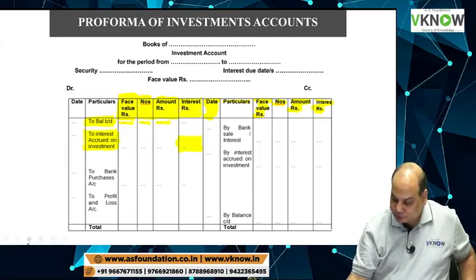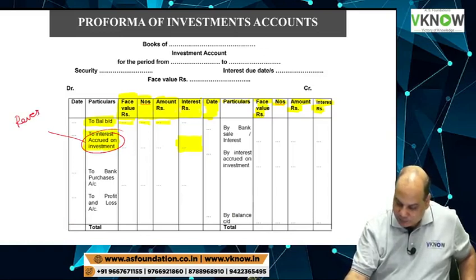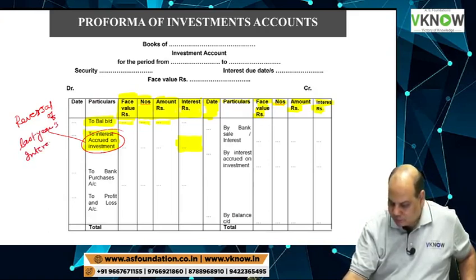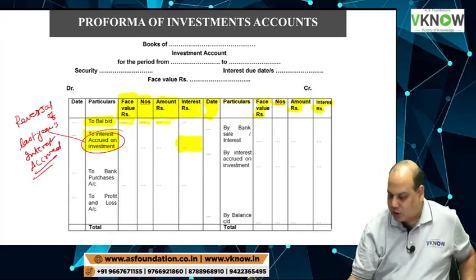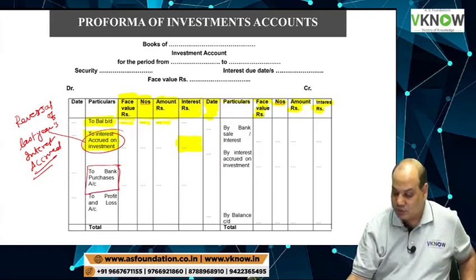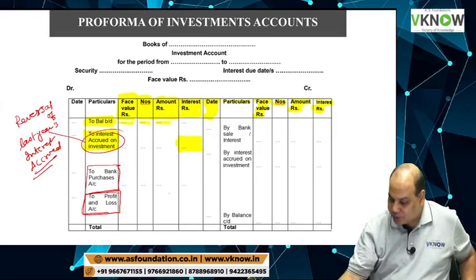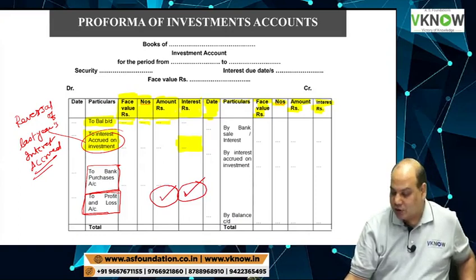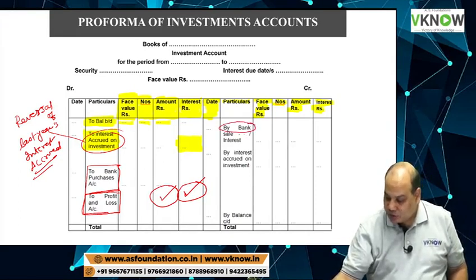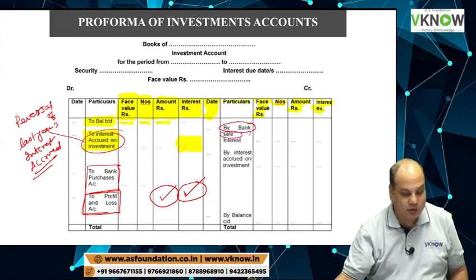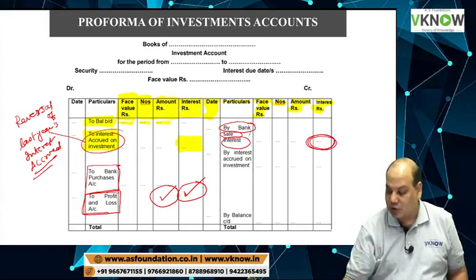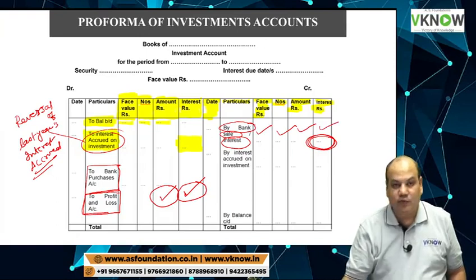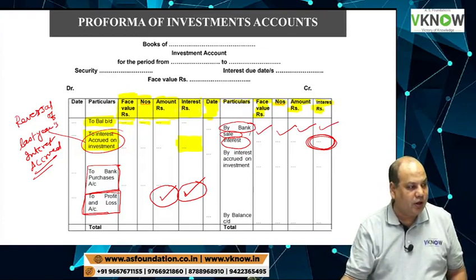And then we will purchase the investment. Entry for purchase: to bank account. At the end of the year, we will transfer the profit or loss to P&L account. We will transfer the entire interest income to P&L account. On the credit side, by bank, sale of investment. When we sell the investment, and by interest when we receive the interest on investment. Interest received will be written in the interest column, and when you sell the investment, you will write in the face value column, number column, amount column, and interest column also.